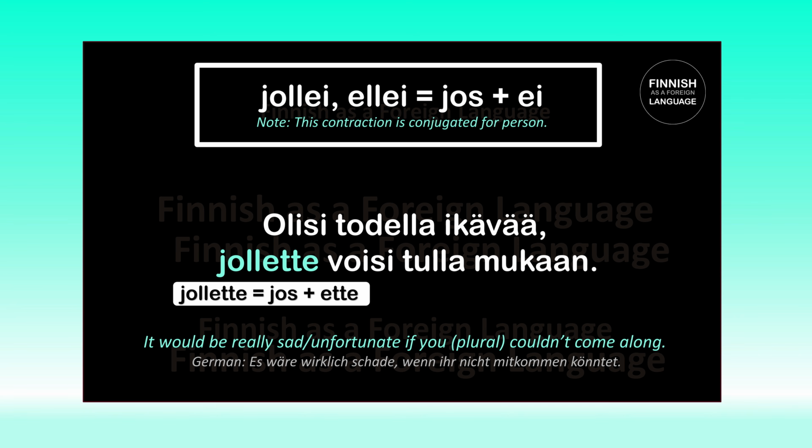Jollette here is a contraction of jos plus että. Then we have voisi here. The basic verb is voida, which means can. Tulla means to come, and mukaan means with. So again, jollette is a contraction of jos plus että. Also again, here for better understanding, let's take a look at this table.